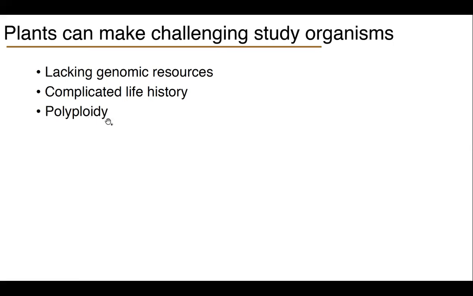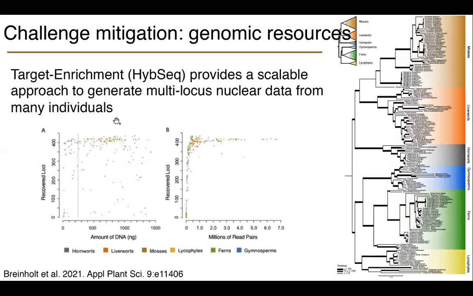And of course, there's also polyploidy that confounds a lot of analyses. So my efforts over the past few years have been on overcoming at least some of these barriers. I'm a proponent of target enrichment data as an effective way to generate even population level data for many individuals without a reference genome.